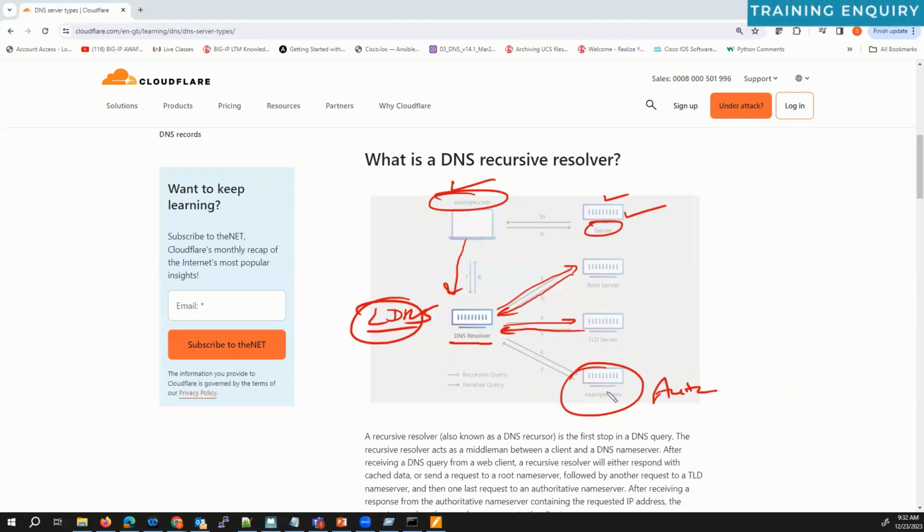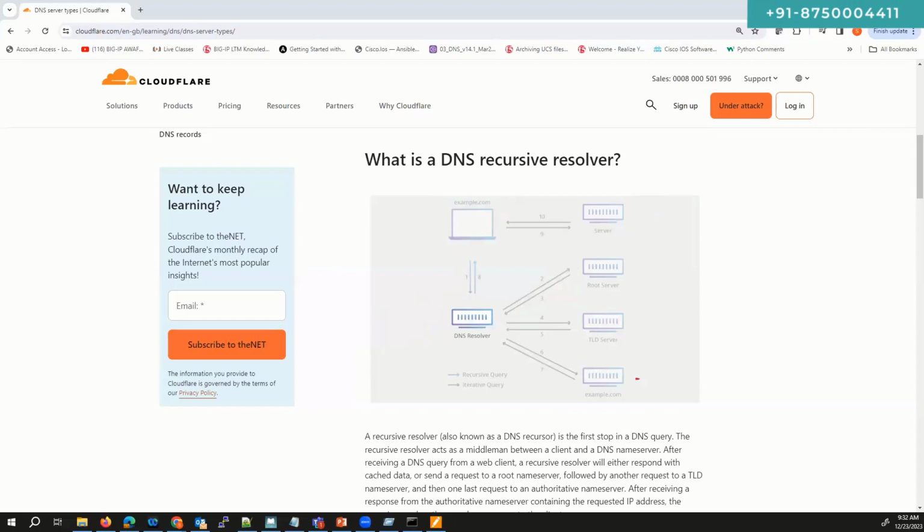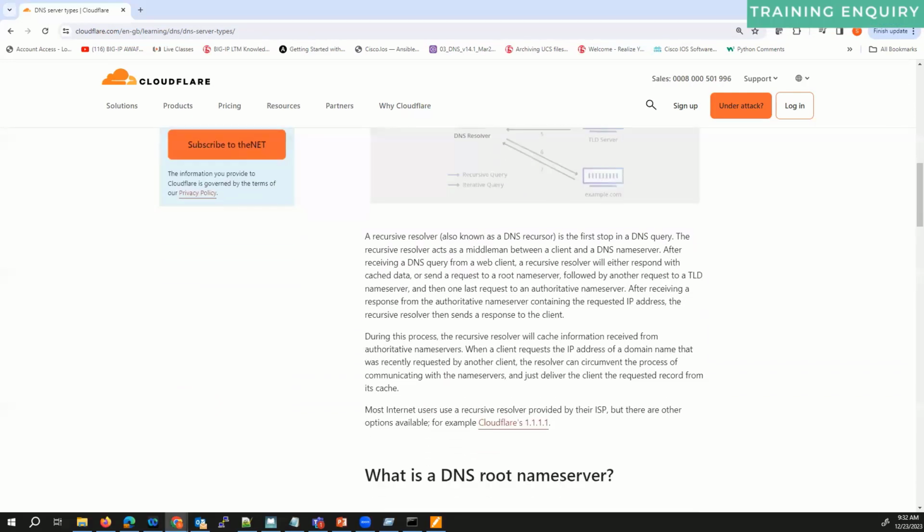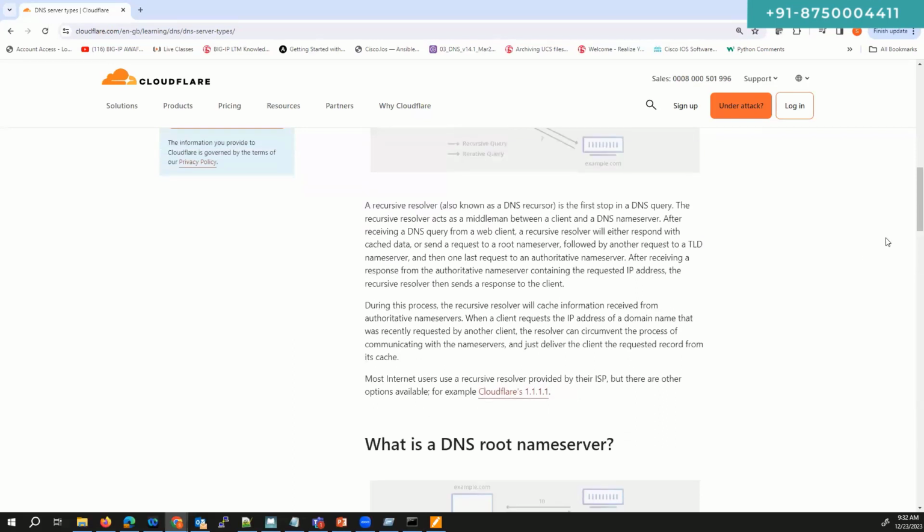Remember, the DNS server which is hosting an entry for your domain is called basically authoritative server, right? So this DNS server over here, right, is hosting an entry for the example.com, right, the domain, and that's why you will call it authoritative server, right? So in this process, you can see the resolver acts as a middleman between the client and the DNS server. After receiving a DNS query from the web client, a recursive resolver will either respond with the cached data or send a request to the root name server, and then TLD, and then one last request will go to the authoritative name server, right?